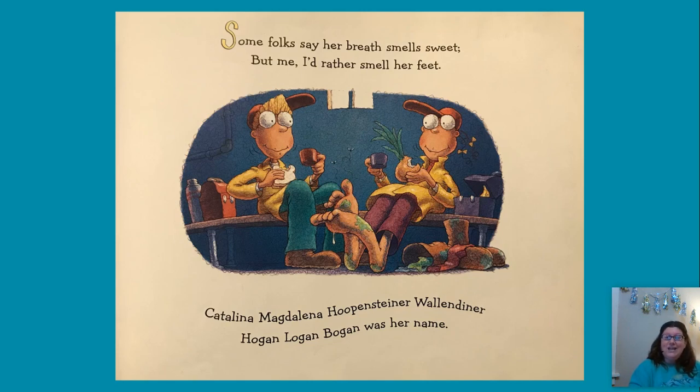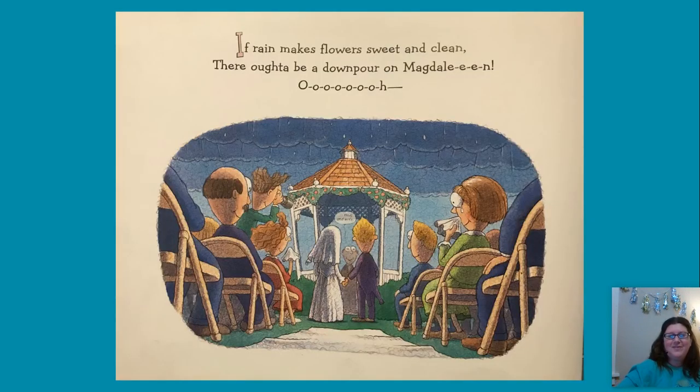Catalina, Magdalena, Hoopensteiner, Wallendiner, Hogan, Logan, Bogan was her name. They're getting married. If rain makes flowers sweet and clean, there ought to be a downpour on Magdalene.